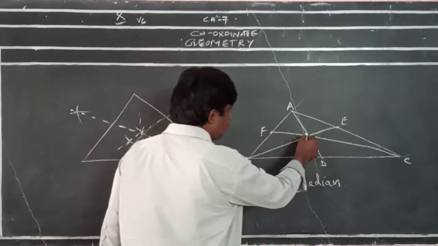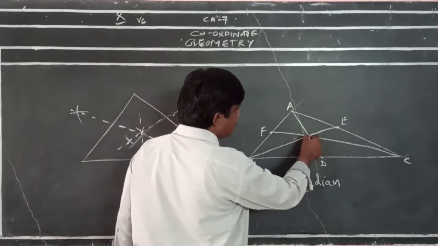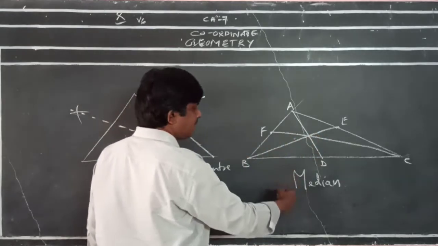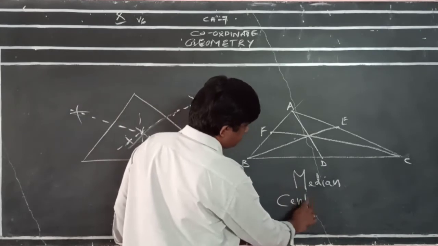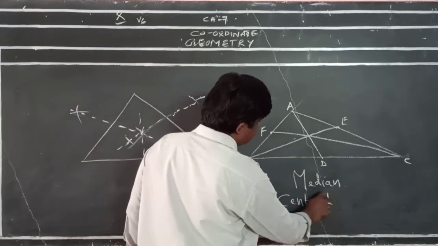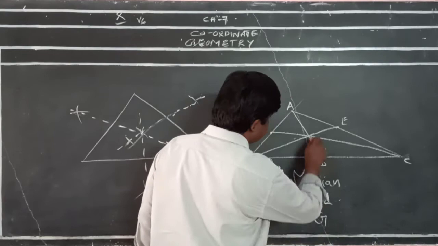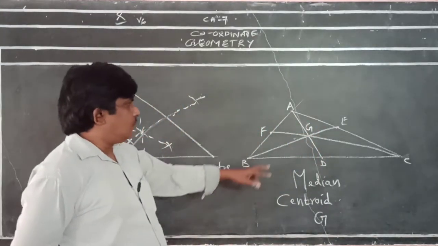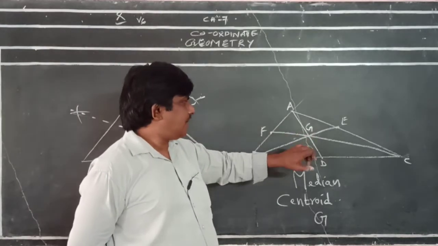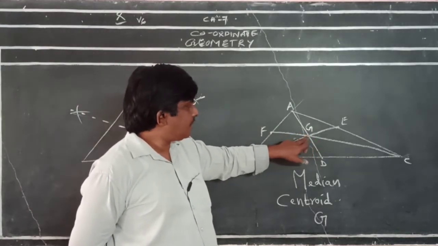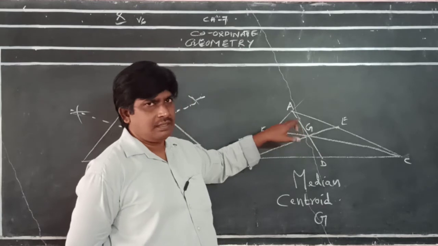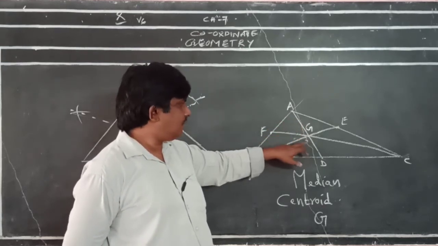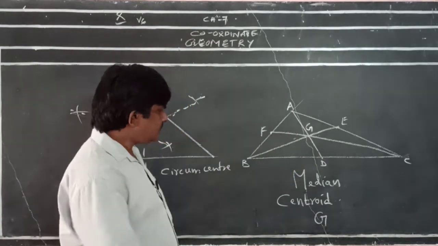Then what is the point of concurrence? The point of concurrence of the medians of a triangle is named the centroid. It is denoted with capital letter G. What is G? Centroid. What is the centroid? The point of concurrence of the medians of a triangle is called the centroid.